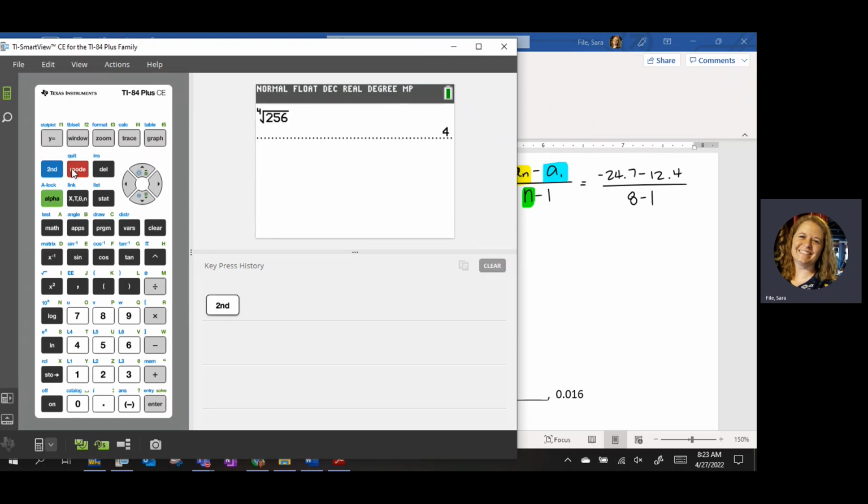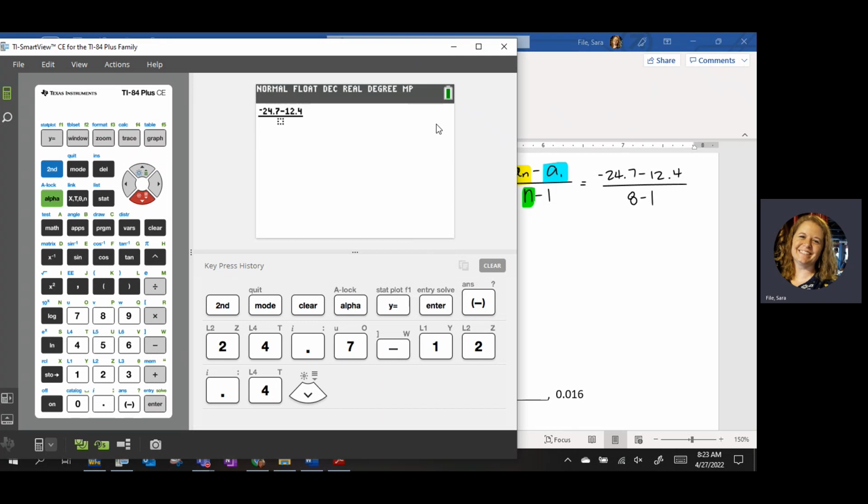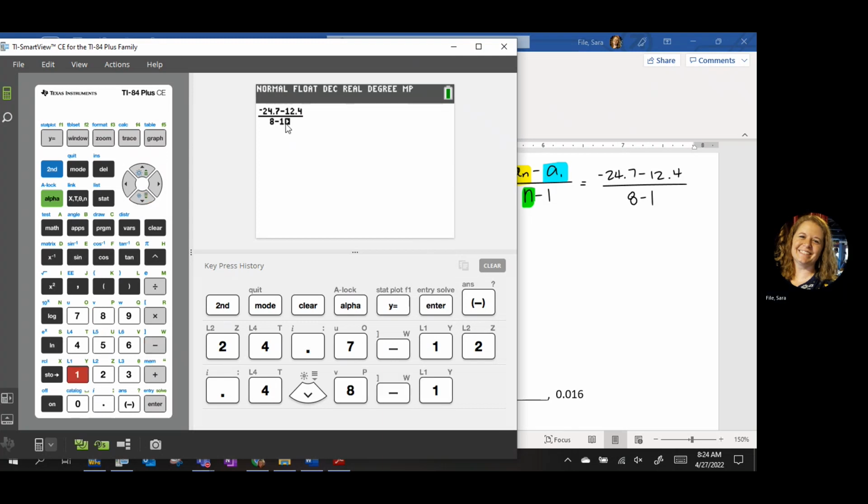Okay, so let me get to my home screen here. So remember you can go here to alpha y equals to get it as a fraction like this. So I've got negative 24.7 minus 12.4. A mistake I noticed some people making, and they were getting errors in their calculator, there is a difference in the negative button and the minus button on this graphing calculator, on a TI-83 or 84, whatever you have. So this first one, you would have to use the negative and then minus here. If you use the wrong keys, you'll get an error message. Okay, over 8 minus 1.